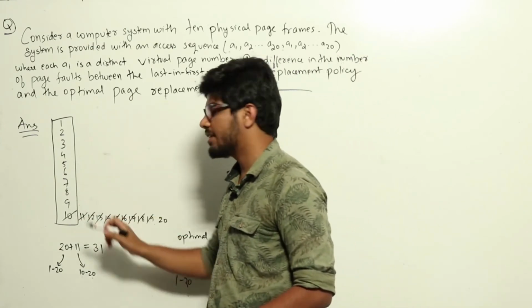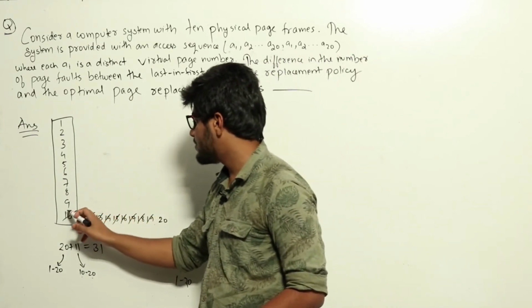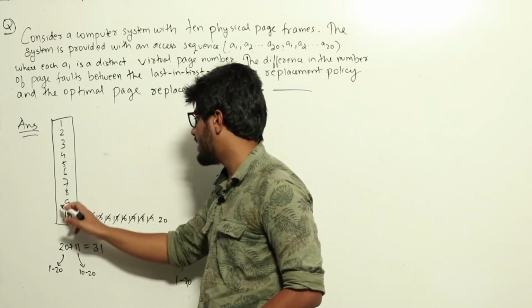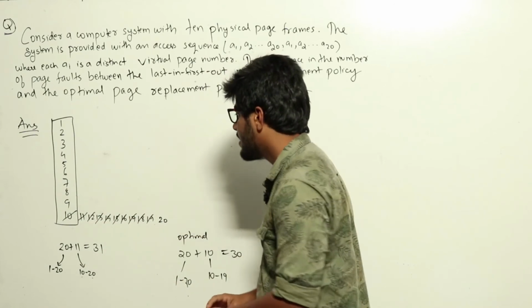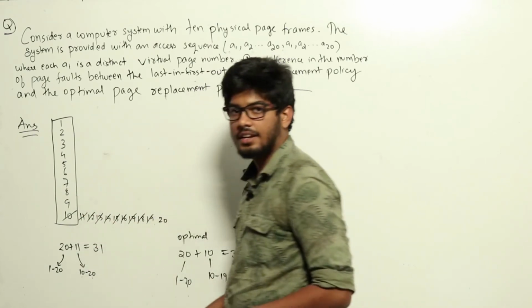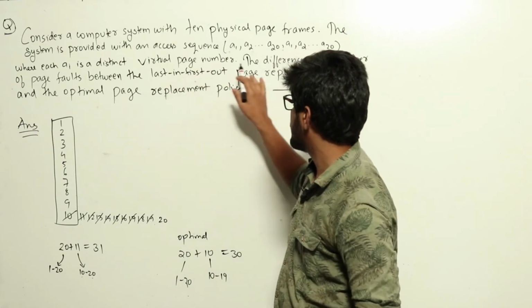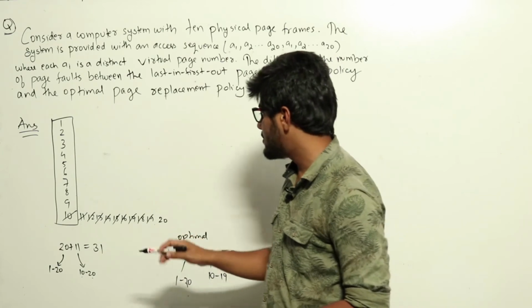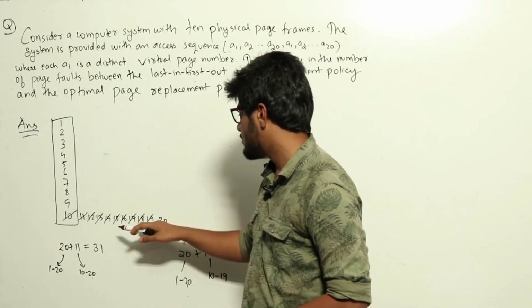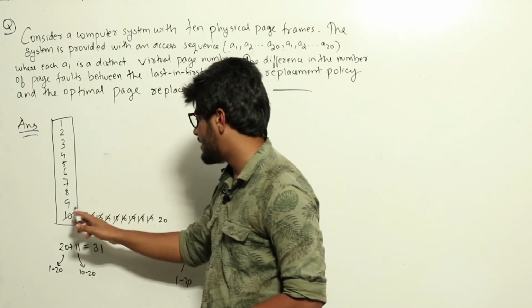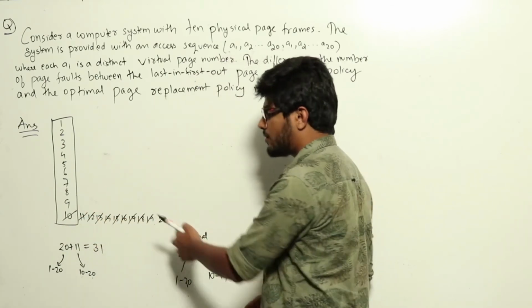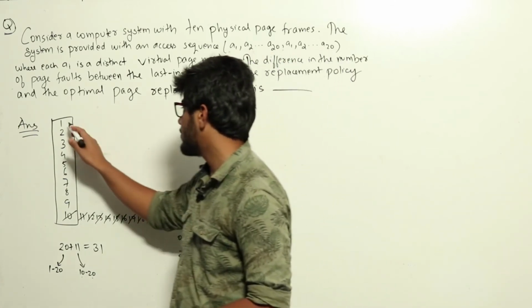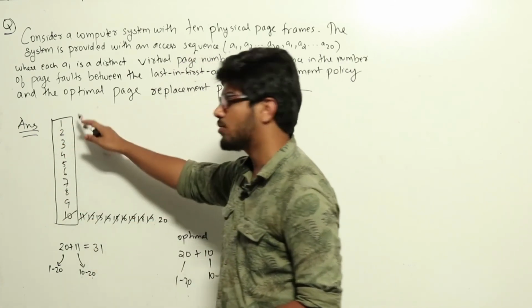So 1 to 9 is already there. Now we need to add 10, and we have 1 to 9 and 20 in the page frames. So we need to remove a page. In last in first out, we were removing this 20 again and adding 10. But in optimal we won't be removing 20, because in the future 20 is being referenced. So 20 won't be removed. Instead it will remove any one of 1 to 9, since these won't be referenced anymore.